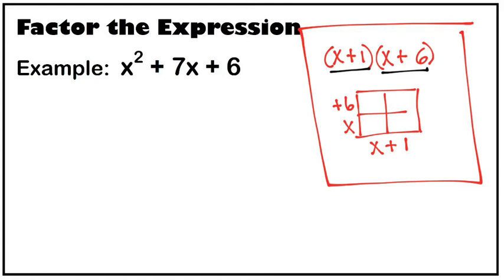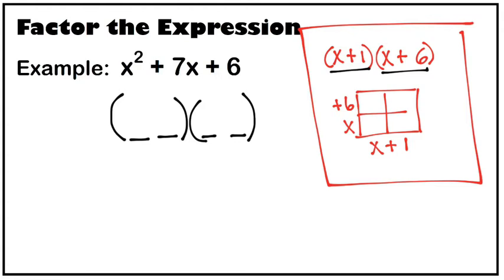So we're going to take our x squared plus 7x plus 6, and we're going to try to turn it into a binomial times a binomial. And if we do the problem right, if we factor it correctly, when we multiply our two binomials together, the answer will be x squared plus 7x plus 6.